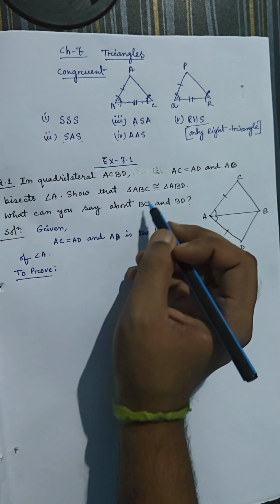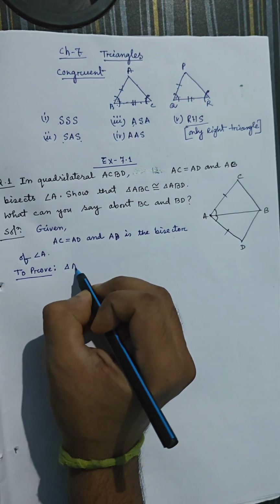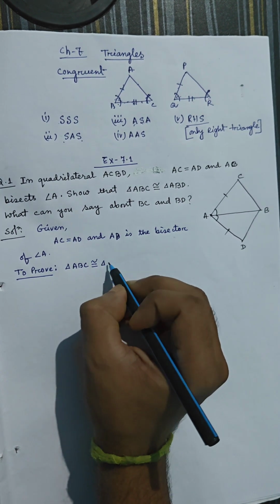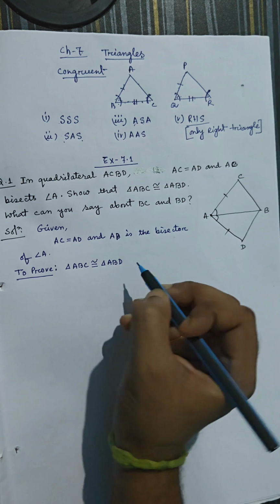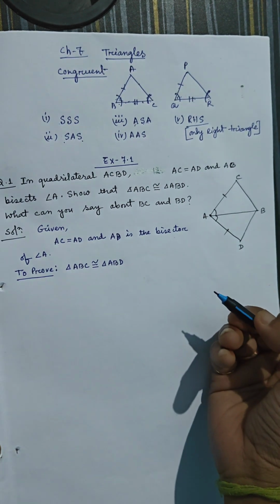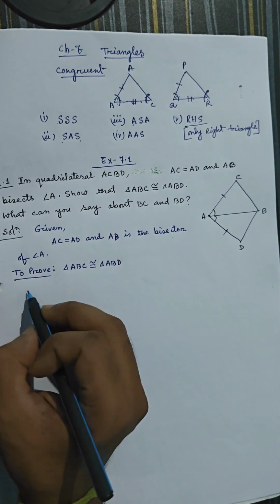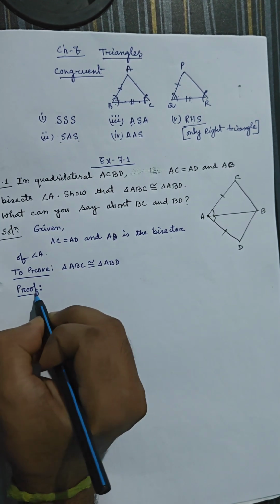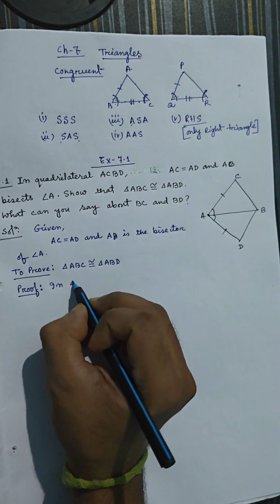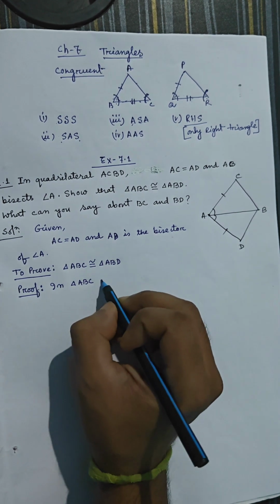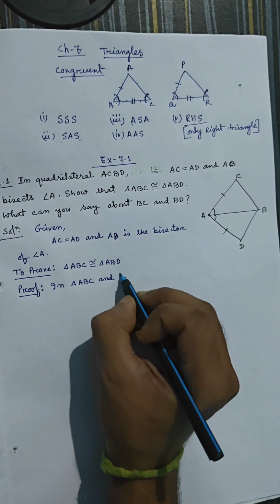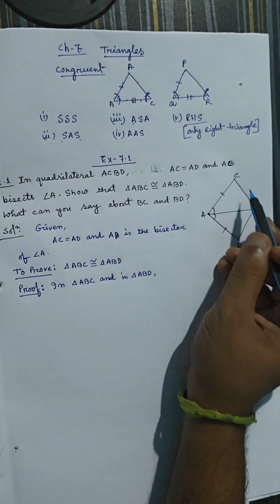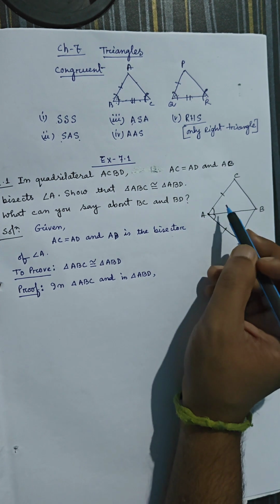Next, to prove, this is the symbol of congruency. So to prove triangle ABC congruent to triangle ABD. We don't need any construction here, so simply we'll write the proof. In triangle ABC and in triangle ABD.